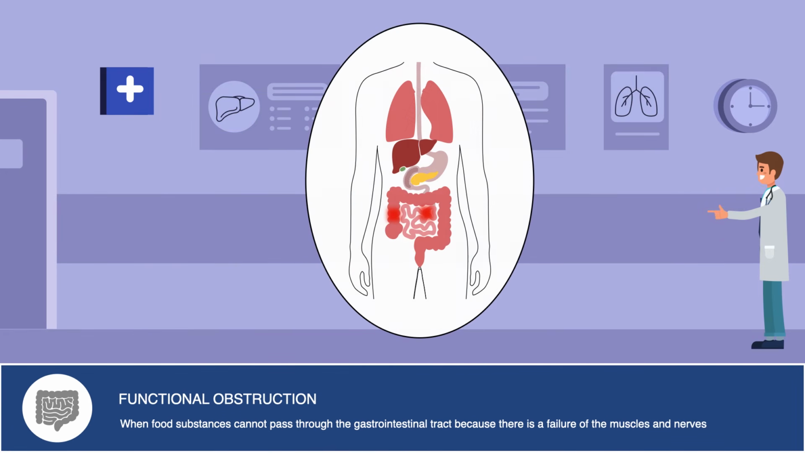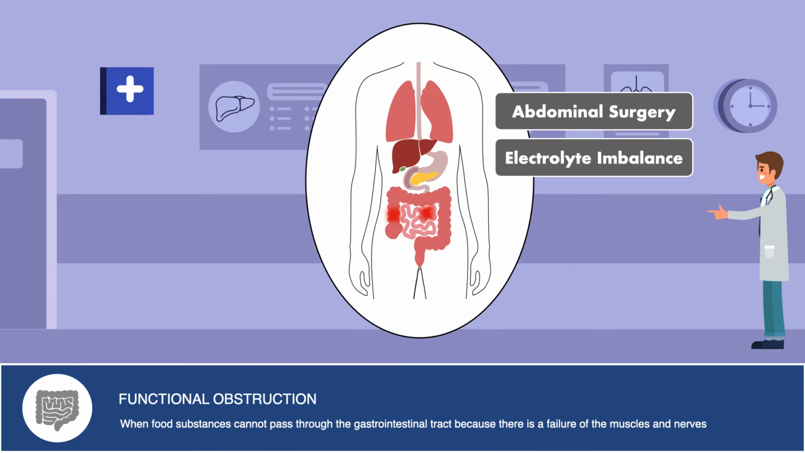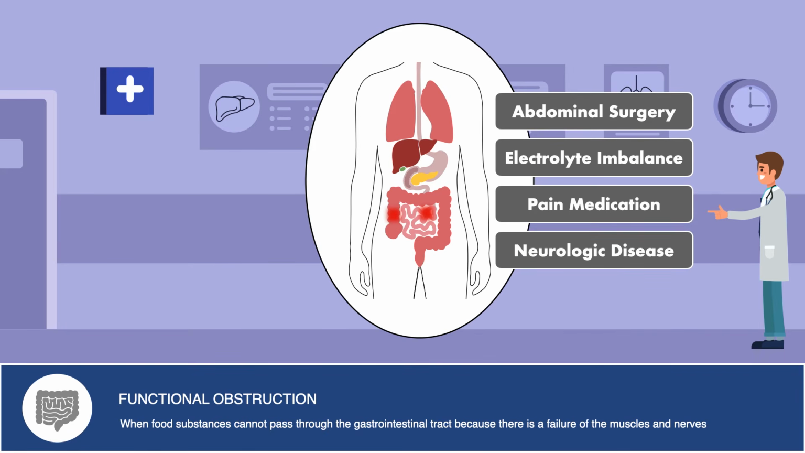Attached to the first contraindication is functional obstruction. This is when food substances cannot pass through the gastrointestinal tract because there is a failure of the muscles and nerves. In other words, food stops passing through in the absence of a mechanical obstruction. Common causes of functional obstruction include abdominal surgery where the intestine is handled, manipulated, or aggravated in some way, electrolyte imbalance, such as low potassium or high calcium, because of the role they play in muscle signaling and muscle contraction, pain medication, especially opioids and anesthetics, and neurologic disease, like Parkinson's disease.